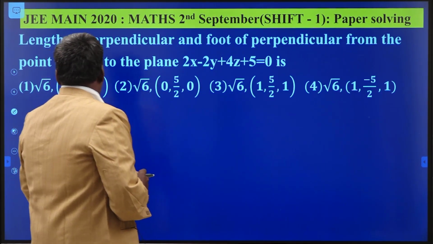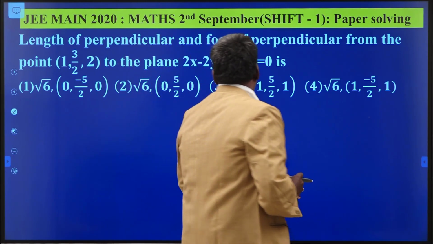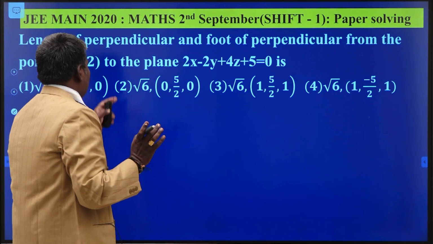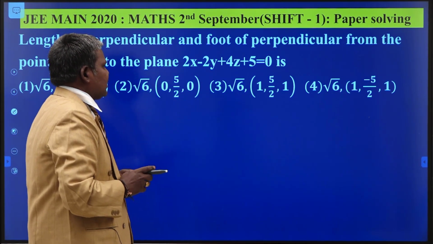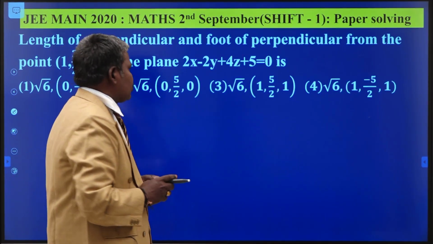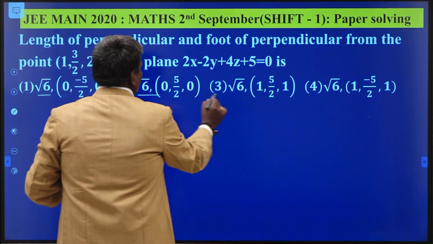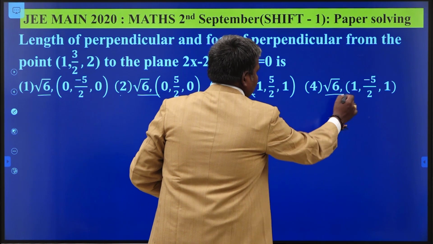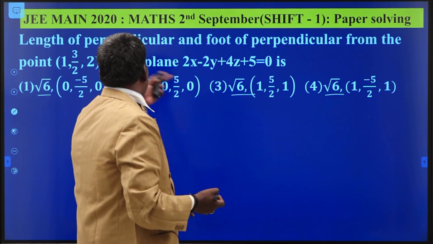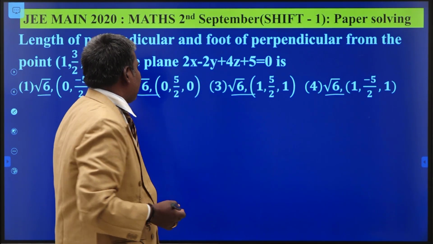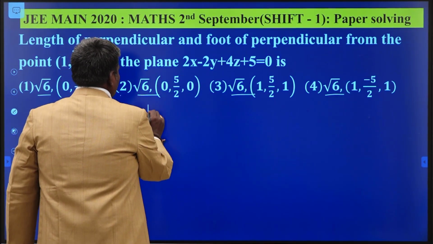Now see this question. Find the length of the perpendicular and foot of the perpendicular drawn from the point (1, 3/2, 2) to the plane 2x − 3y + 4z + 5 = 0. In the options, all of them have root 6 as the length, so there is no need to find the perpendicular distance. You just find the foot of the perpendicular drawn from that point to this plane. So suppose your foot is (h, k, l).